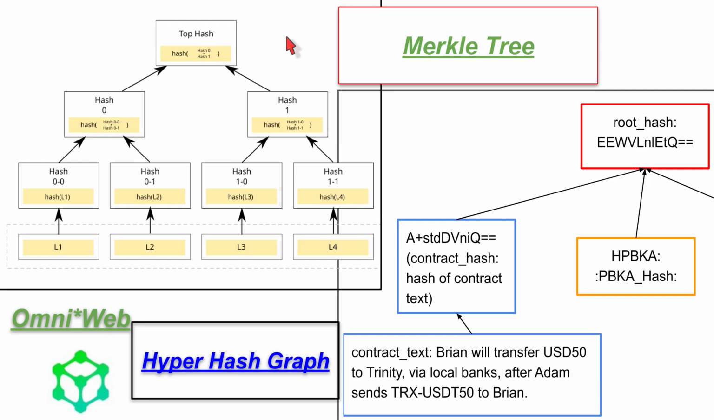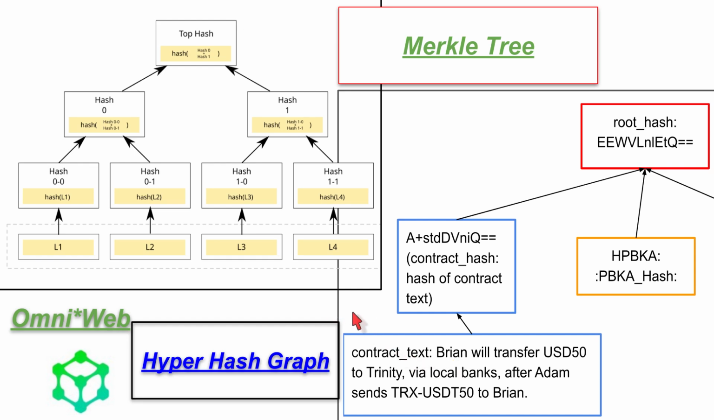We begin this presentation with a review of MerkleTree and proposed hyperhash graph as a generalization of MerkleTree, where the inner nodes or inodes may contain arbitrary strings instead of hash strings, and they may contain hashes or identifiers which point to other nodes within the graph.